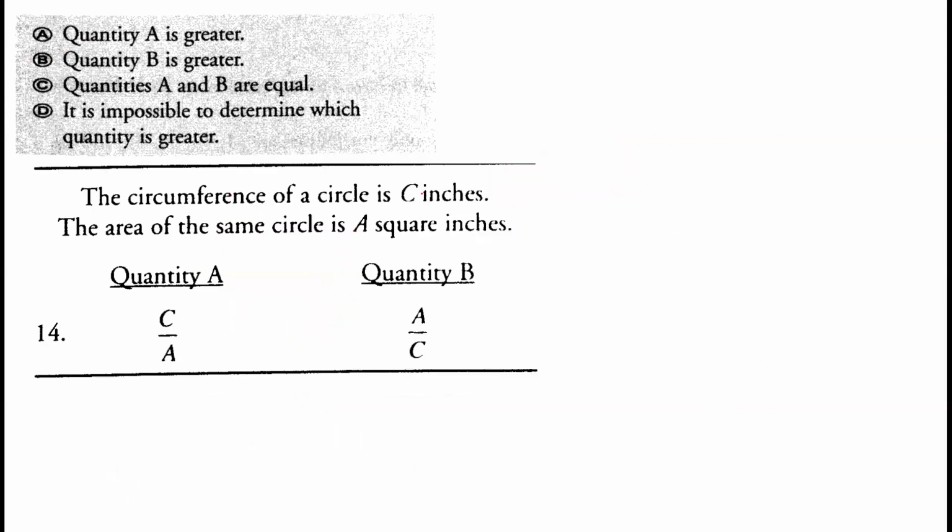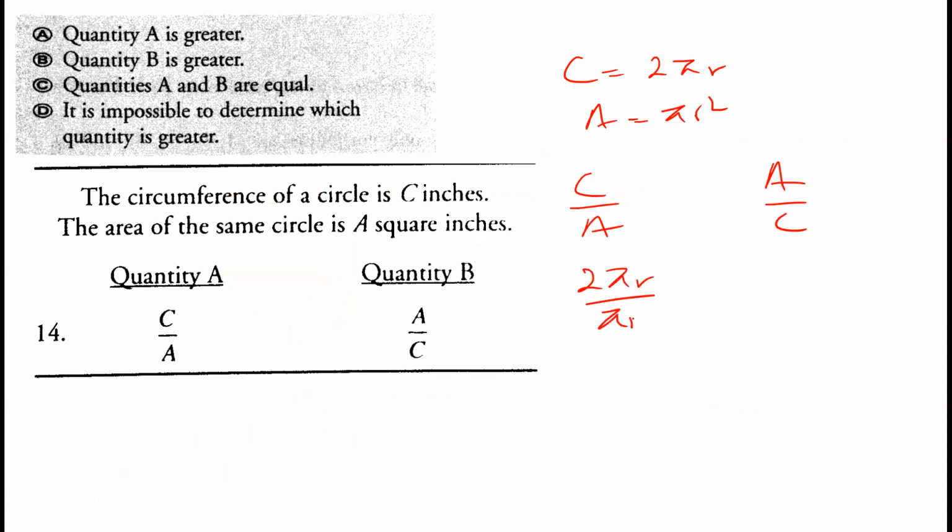The circumference of a circle, so C equals 2 pi r and area equals pi r square. Now C over A and A over C. So C over A would be 2 pi r over pi r square, and A over C would be pi r square whole over 2 pi r. So pi and pi cancels out, and r cancels. So 2 over r. Over here, pi and pi cancels out. So this would be r over 2.